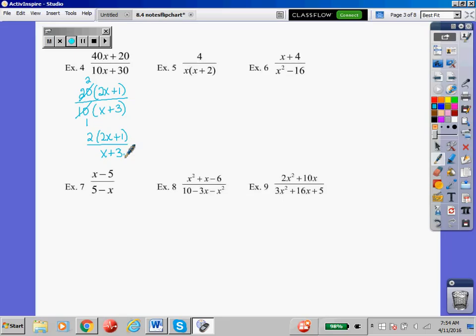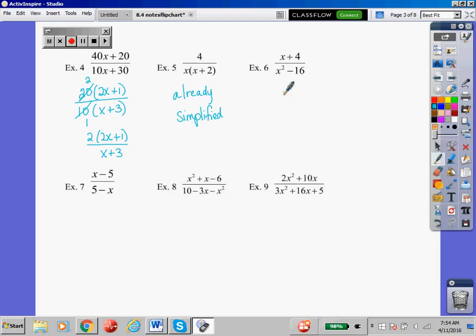All right, example 5. I've got 4 over x times the quantity x plus 2. This one is already simplified. You cannot cancel the 4 and the 2 just because you think, hey, I'm supposed to do something. You can't make stuff up. 2 is not a factor, so it doesn't cancel. There's going to be something like that on homework. There could be. So if there's nothing else to do, then you need to say that.